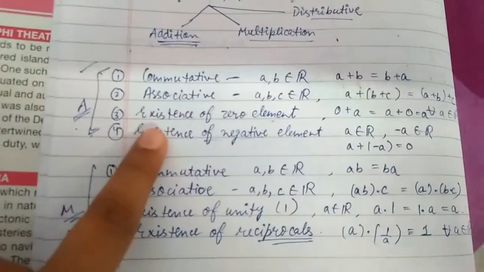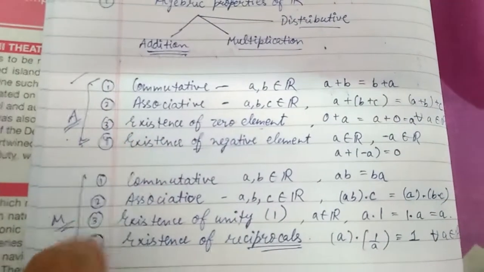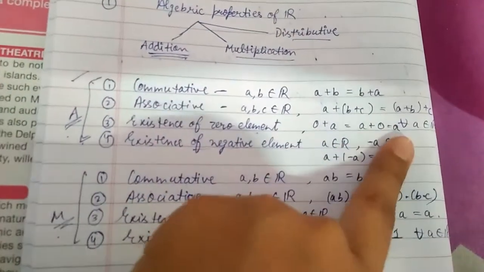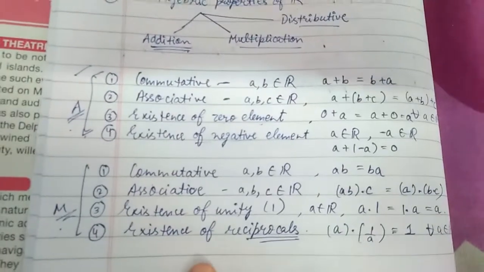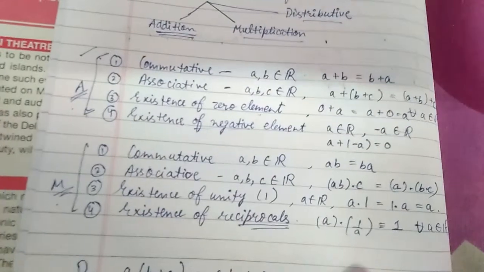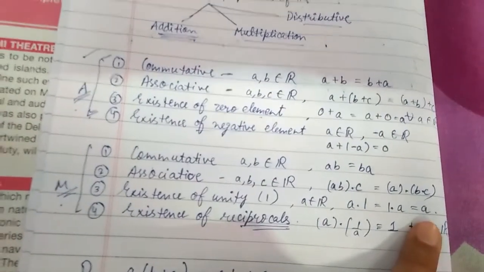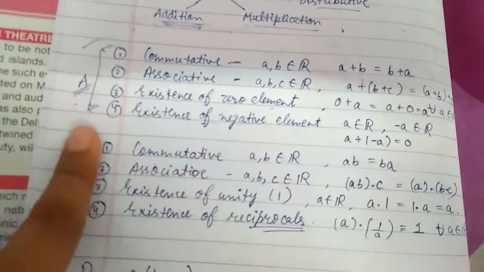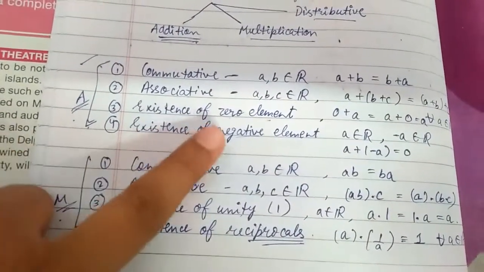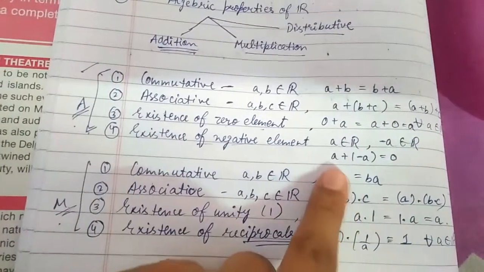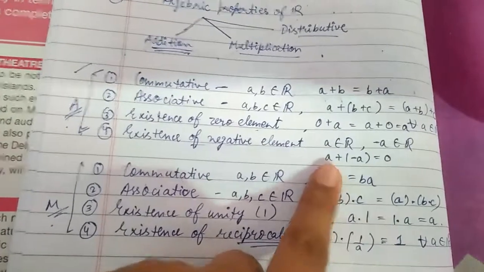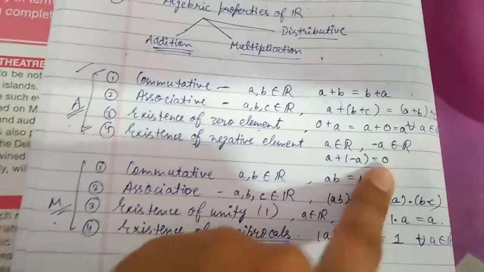Now the third property is the existence of the zero element, and it states that if we add 0 to any element, then it will give us the element itself. Similarly, the existence of unity states that if we multiply 1 with any element, then we get the element itself. Now the fourth property is the existence of the negative element. It means that if we add an element and then add its inverse, the negative of the element, then the answer will be 0.